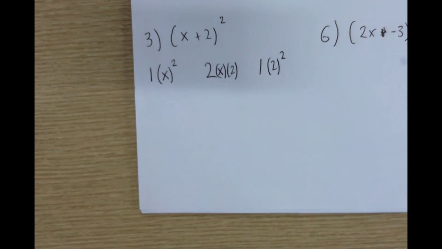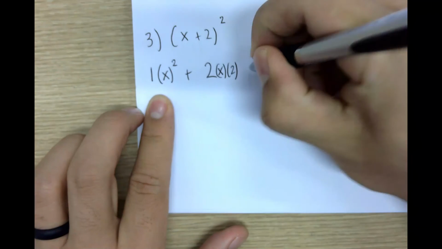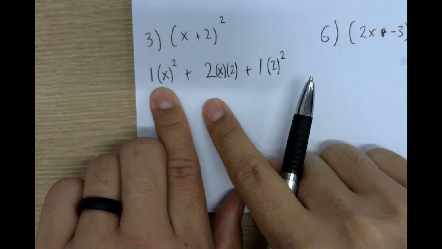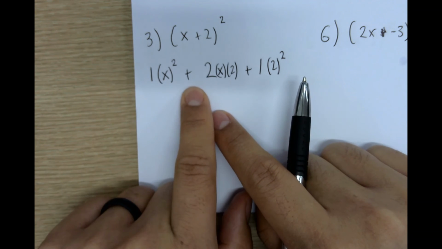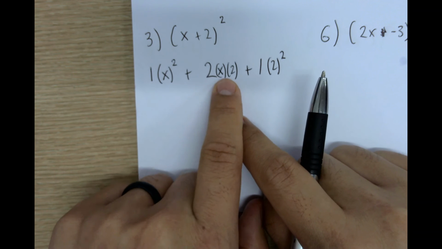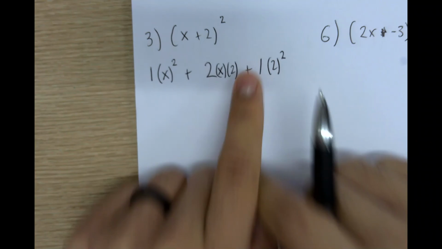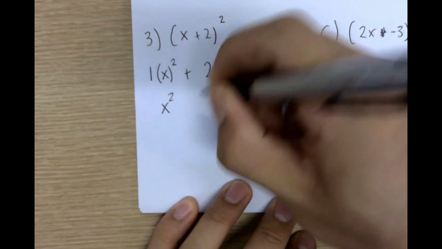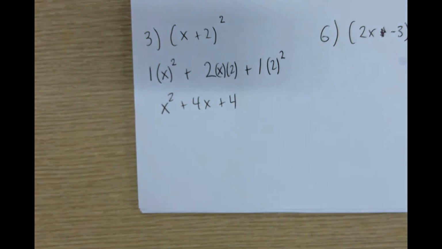Okay. So this would be plus and plus. The reason is there is a plus here. So this is going to be 1 times x squared plus 2 times x times 2 plus 1 times 2 squared. And if you were to expand it out, you would get the same answer. You get x squared plus 4x plus 4. Okay?